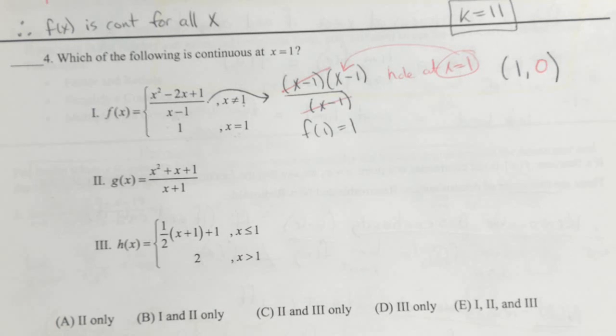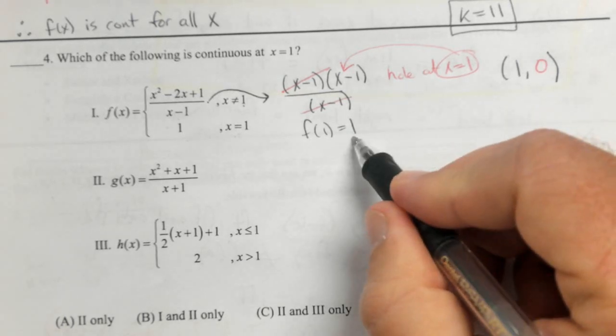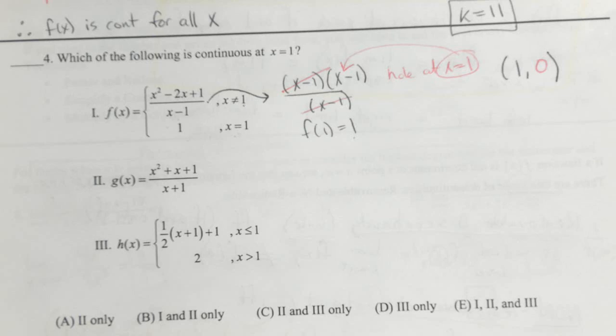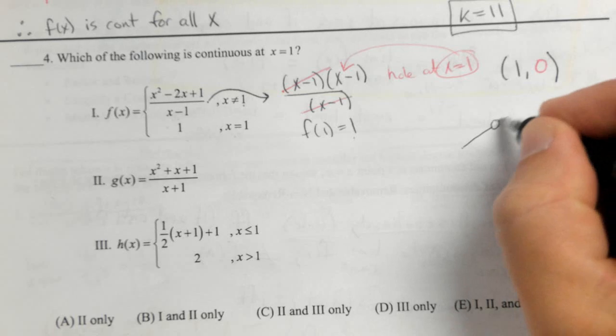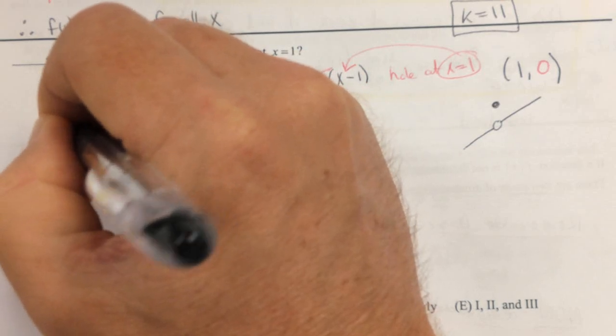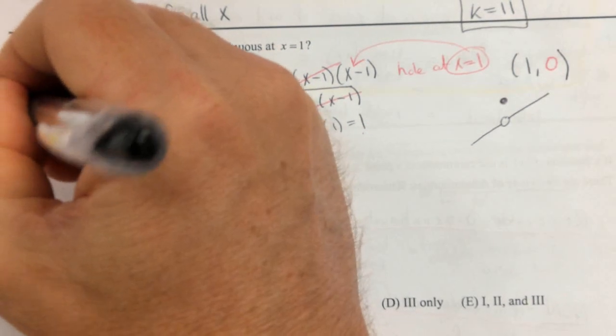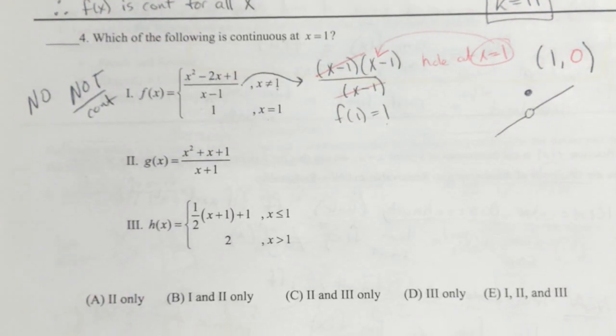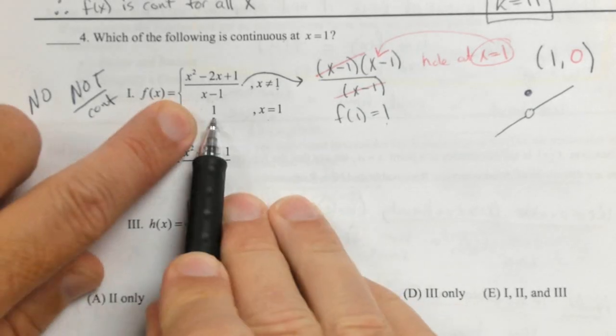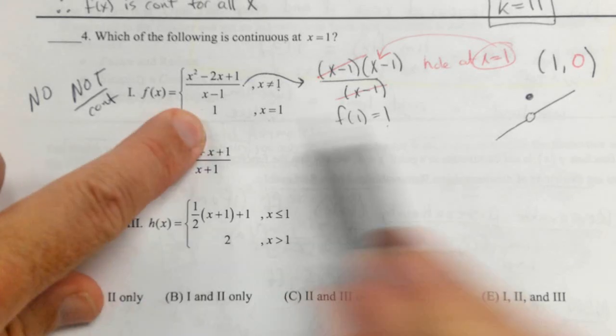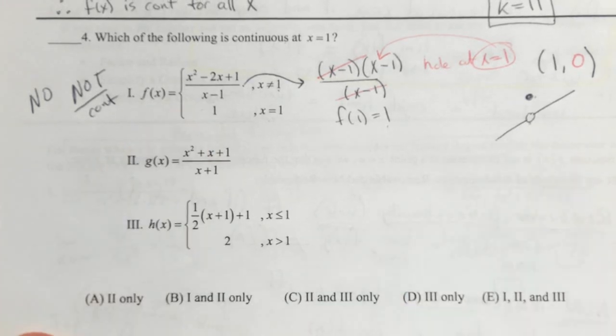So what does that mean? If the hole's at 1, 0, the function value is at 1, 1. Continuous or no? No, because if we tried to graph it, there'd be a hole at 1, 0, and the function's at 1, 1. So that is not continuous. Make sure we answer the right question here. Which of the following is continuous? So that's a no on Roman numeral 1, because there's a hole and it's not filled in. So we've got to be careful. If this had been a 0 right there, then that dot would have filled in the hole and it would have been continuous.